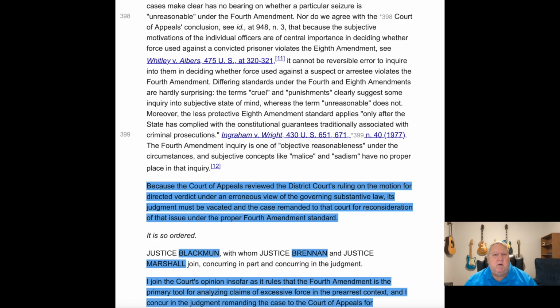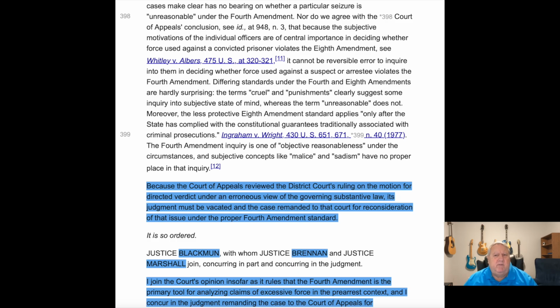Nor do we agree with the Court of Appeals' conclusion that because the subjective motivations of the individual officers are of central importance in deciding whether force used against a convicted prisoner violates the Eighth Amendment, it cannot be reversible error to inquire into them in deciding whether force used against a suspect or arrestee violates the Fourth Amendment.